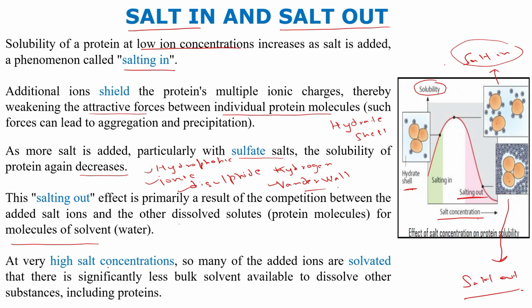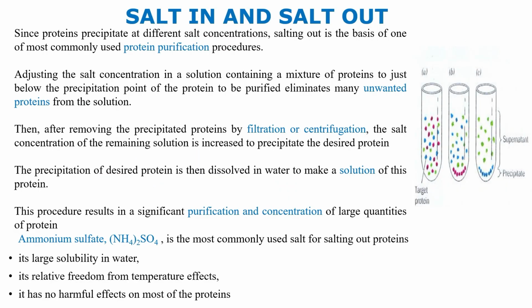So at very high salt concentration, so many added ions are solvated that there is significantly less bulk solvent available to dissolve other substances, including proteins. Okay, now since proteins precipitate at different salt concentrations, and each and every protein has a specific solubility, at a particular salt concentration a definite protein can be precipitated. Using this property we can purify the protein, we can concentrate the target protein. Let us see how it happens.